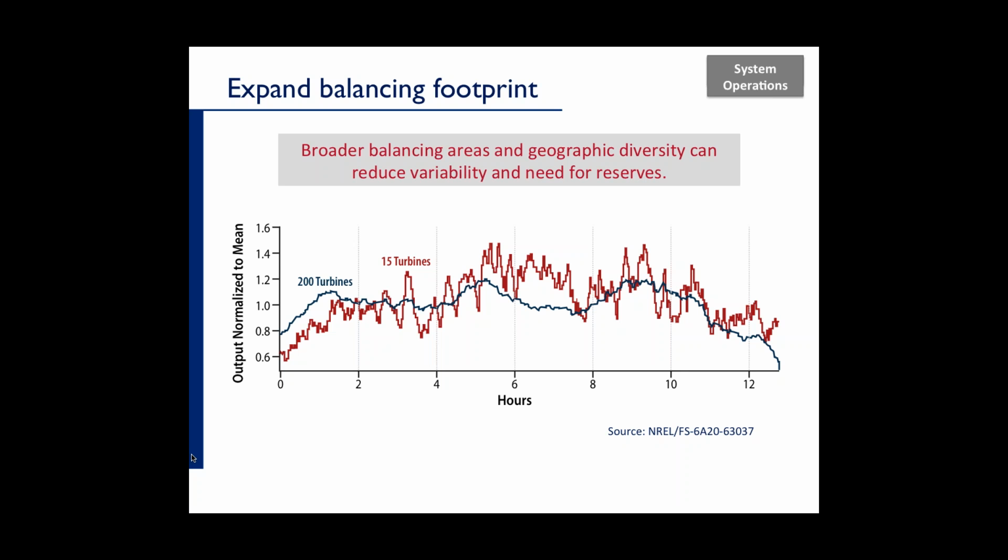But if you take a look at the 200 turbine output, it does vary also, but it's not varying nearly to the extent that the red line is. And this is simply illustrating that when I have 200 wind turbines, they're going to be spread out over a larger geographic area, and the wind doesn't do the same thing at every wind turbine location, and so you tend to get this smoothing. This example is only for 15 turbines and 200 turbines.